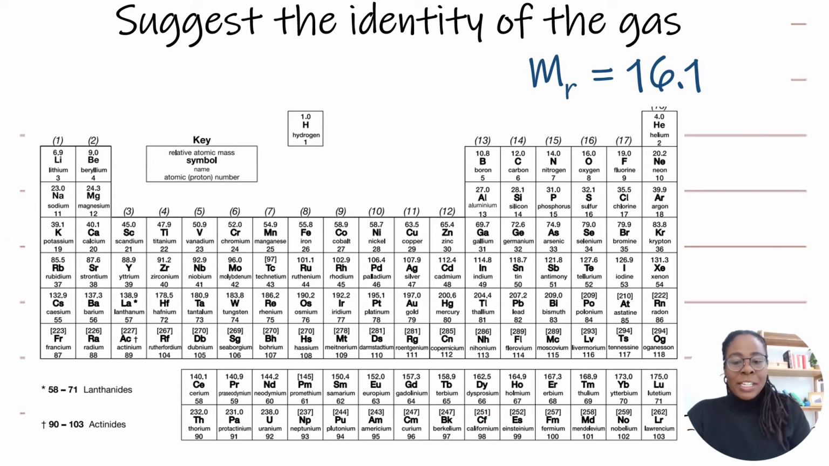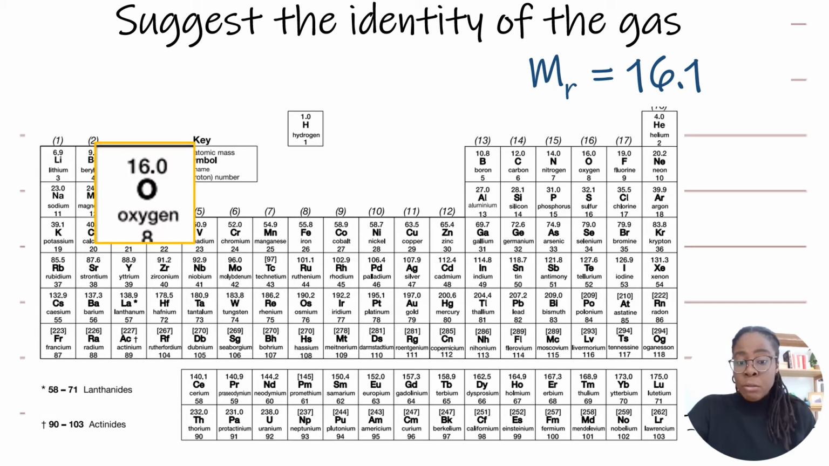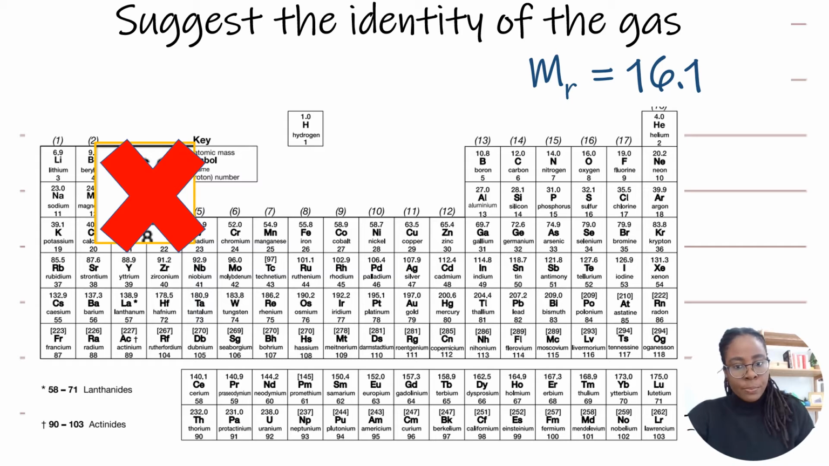If we take this question even further, and for that gas we're asked to suggest the identity, then we'll use the periodic table to try and determine what is the identity of this gas that has an Mr of 16.1. So our first instinct might be to go to oxygen with a mass of 16. However, we know that oxygen doesn't exist as individual oxygen atoms. It exists as O2, which would have an Mr of 32. So it can't be oxygen.